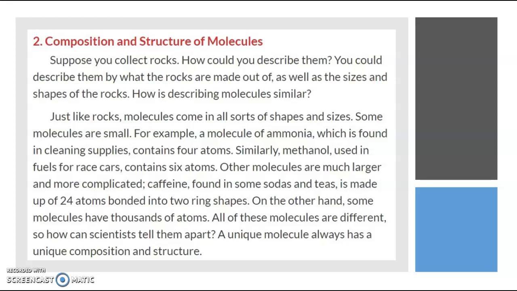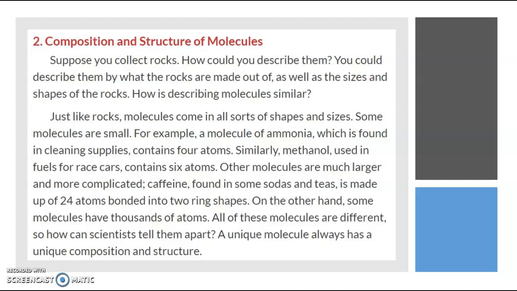This is Lesson 2, Section 2, Composition and Structure of Molecules. Suppose you collect rocks. How could you describe them? You could describe them by what the rocks are made out of, as well as the sizes and the shapes of the rocks. How is describing molecules similar?